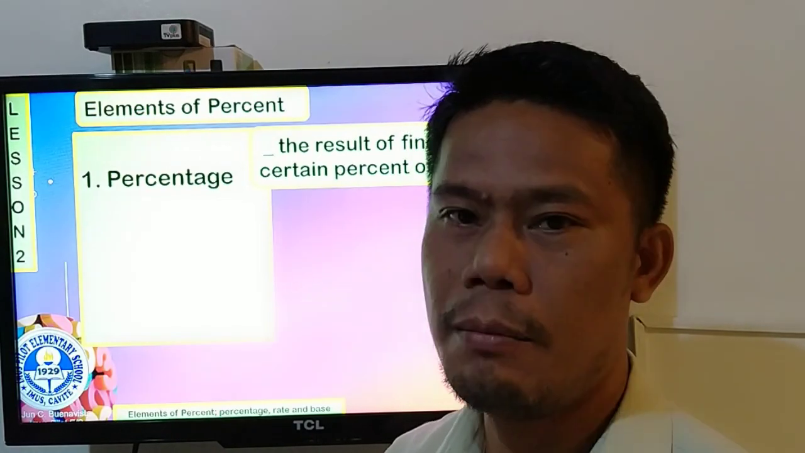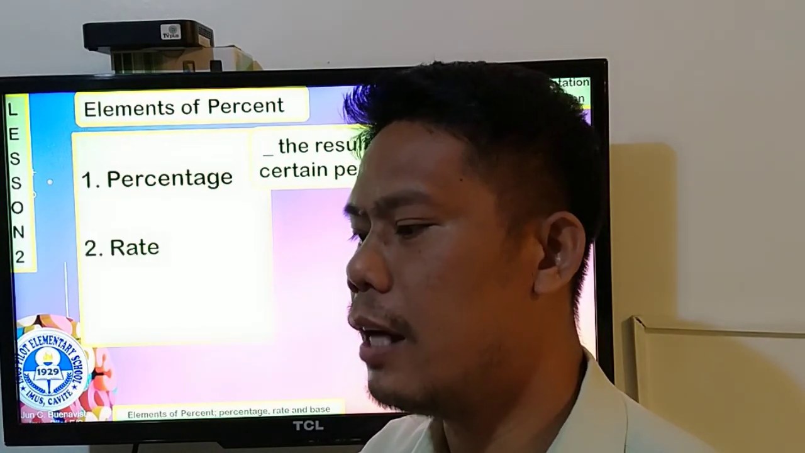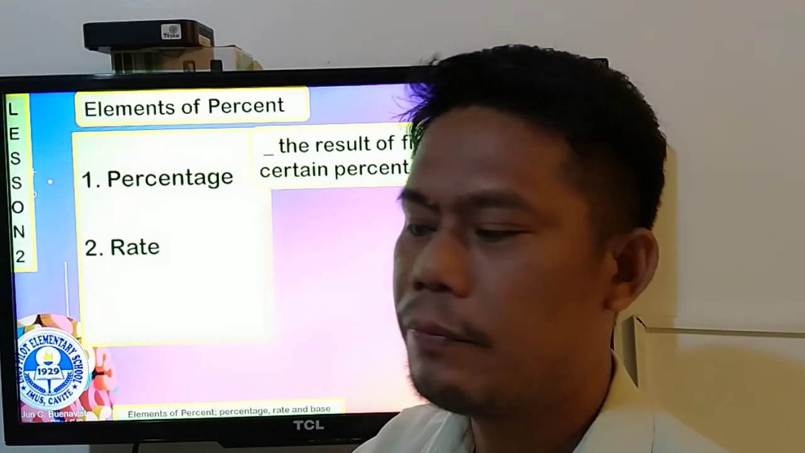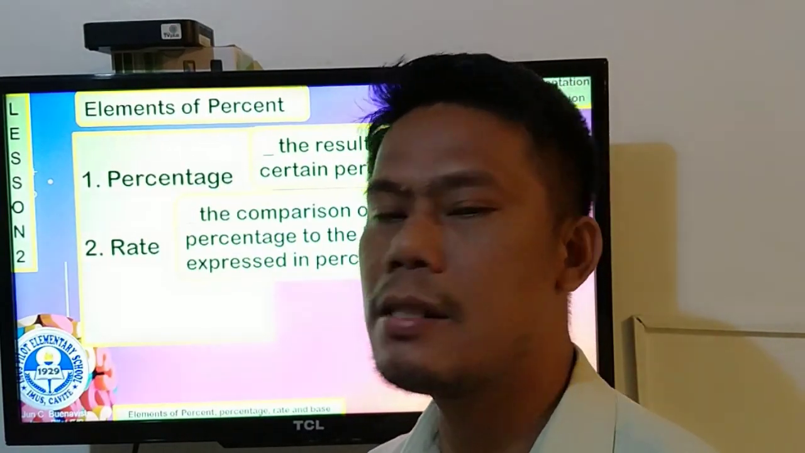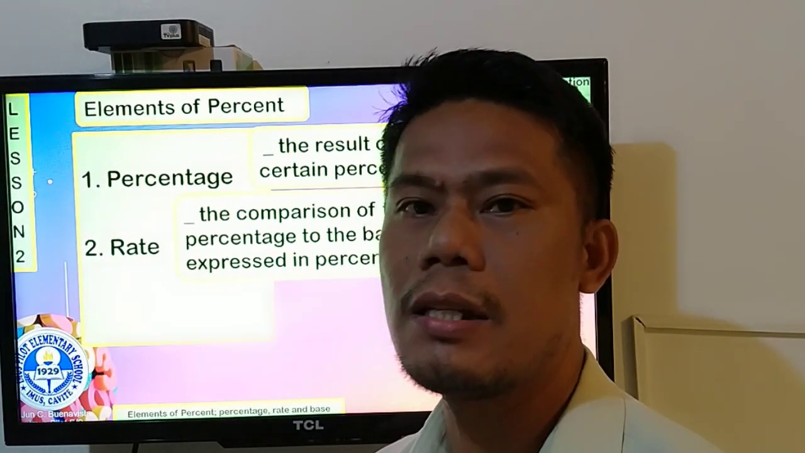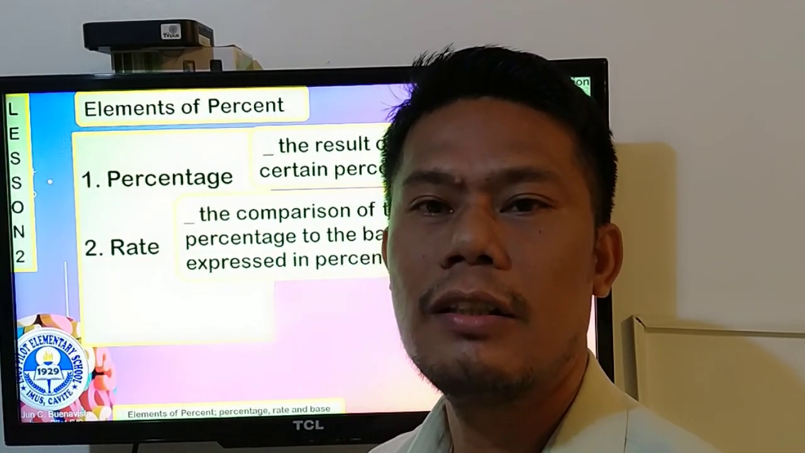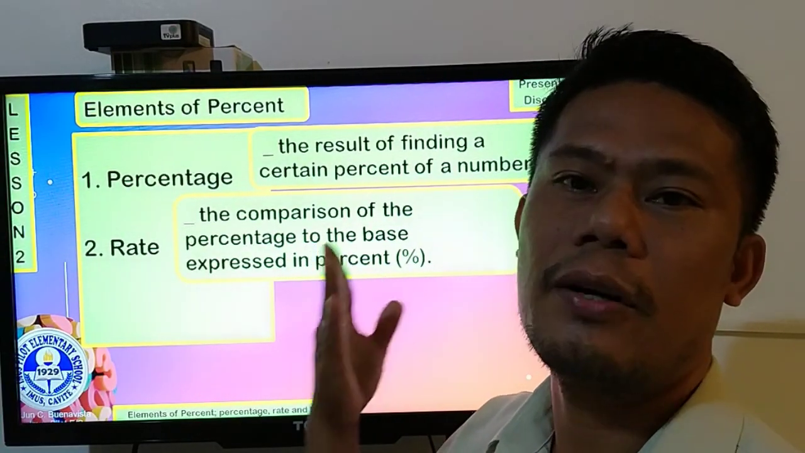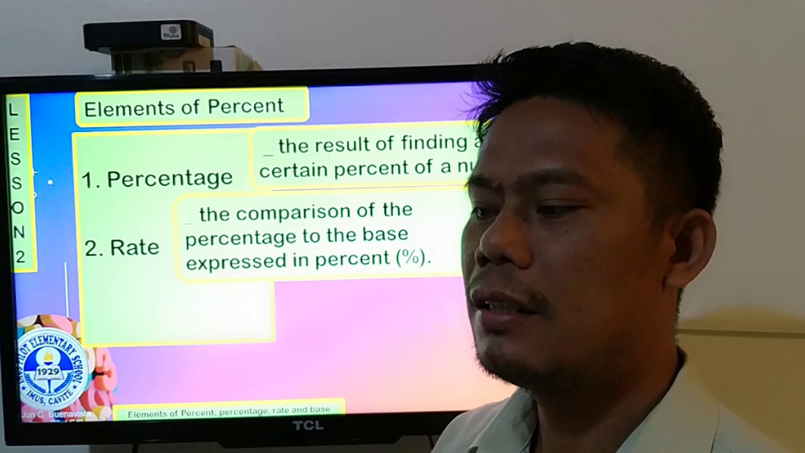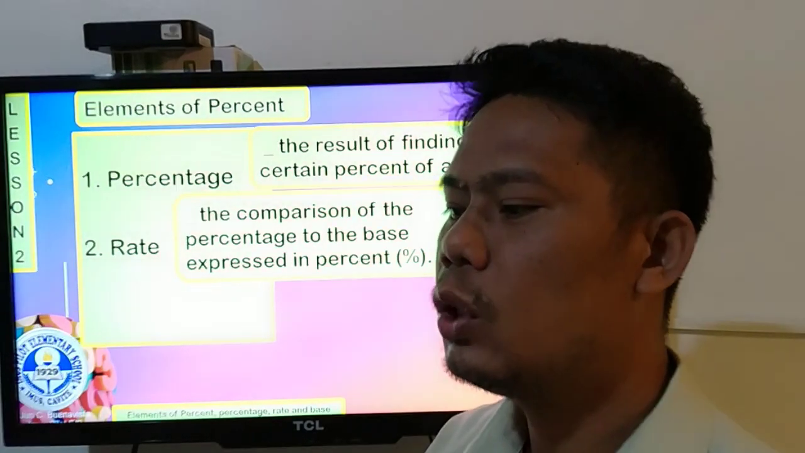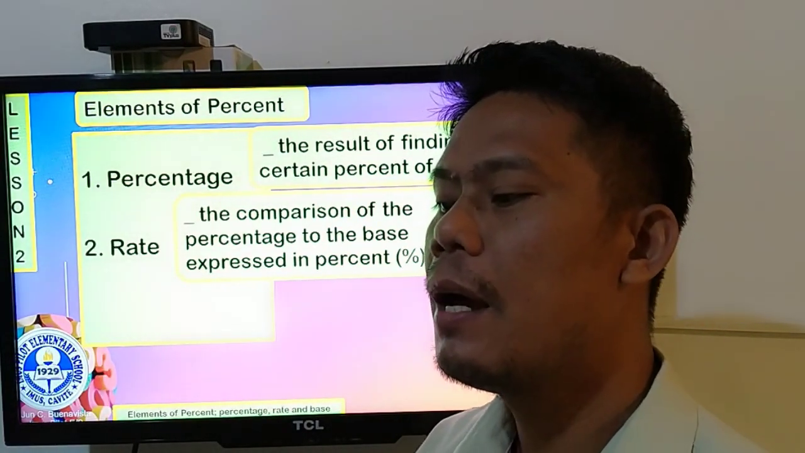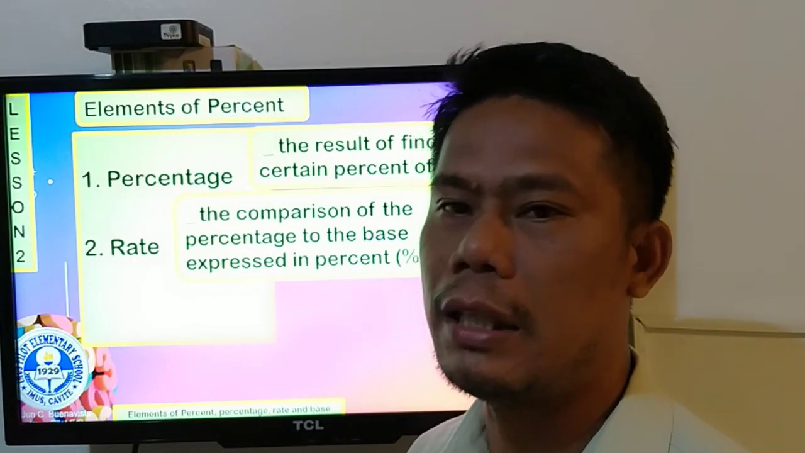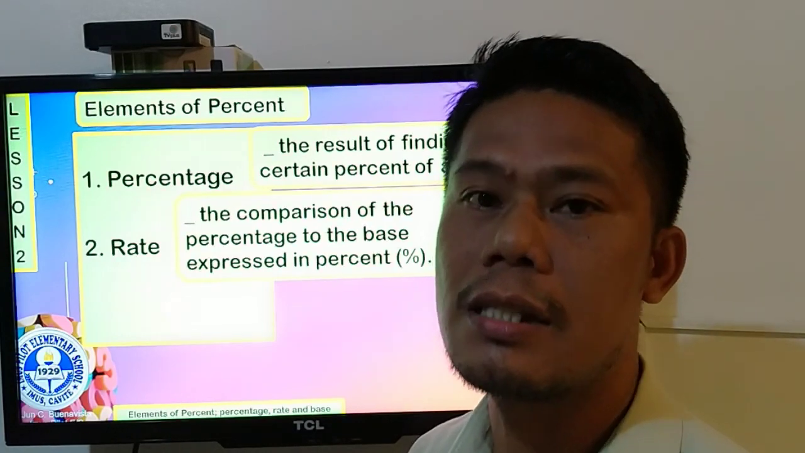Okay, the other element is rate. Do you know what is rate? Okay, so rate, class, is the comparison of the percentage to the base expressed in percent or the percent sign. And rate is given to the base, or that is the percentage over the base. So we can get the rate by dividing the percentage by its base.